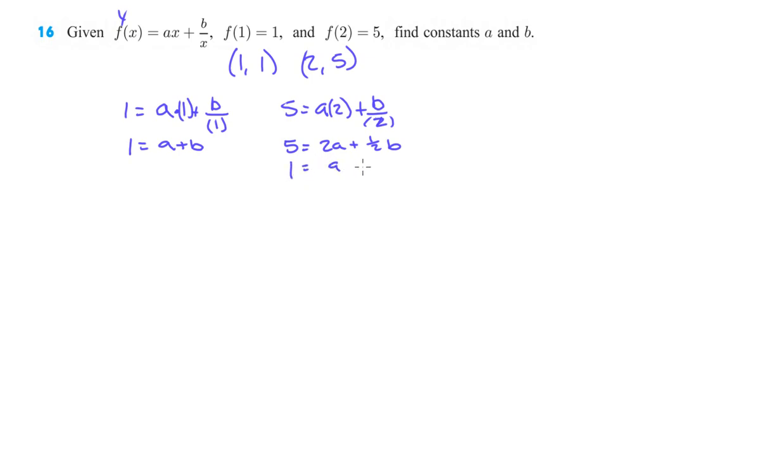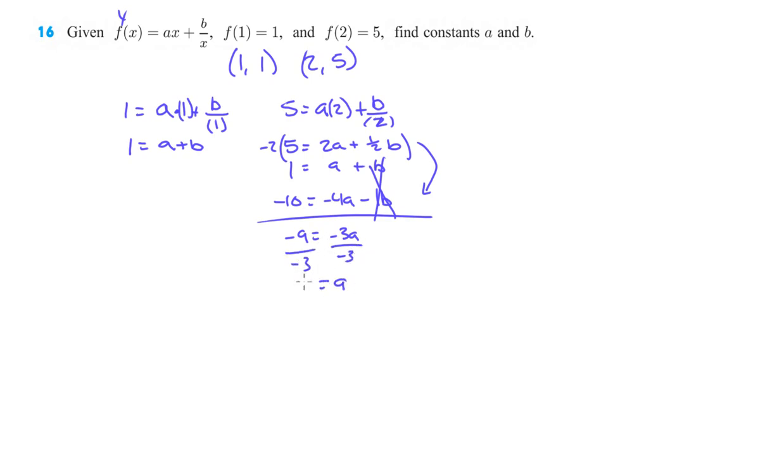1 equals a plus b. We can get rid of the fraction at the same time if I multiply the second equation by -2. That gives us -10 equals -4a, and then -2 times 1/2 is -1b. When we add these together, the b's go away. a minus 4a is -3a. 1 minus 10 is -9 equals -3a. Divide by -3. a is 3.